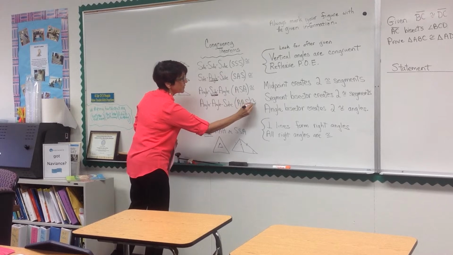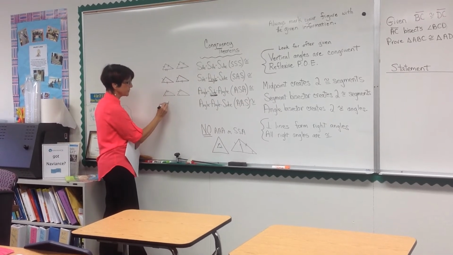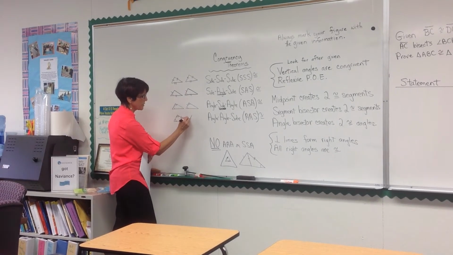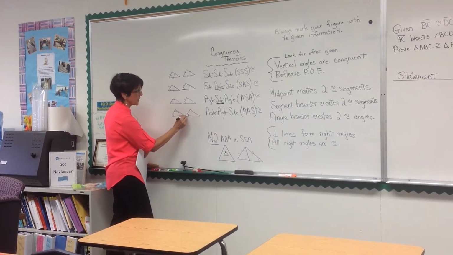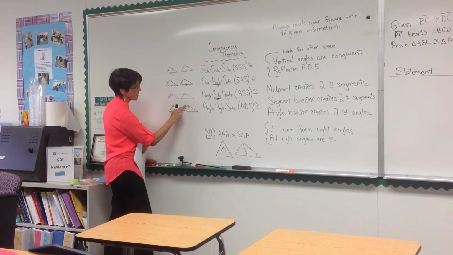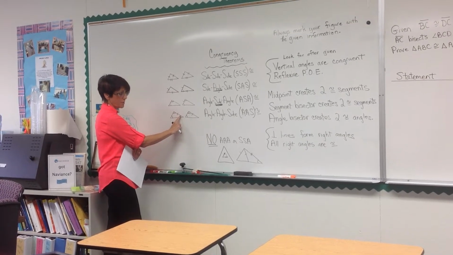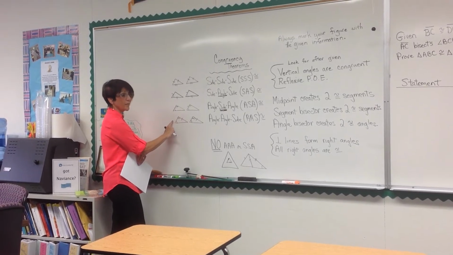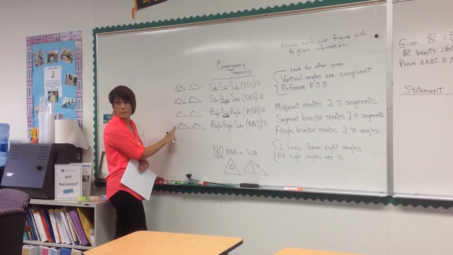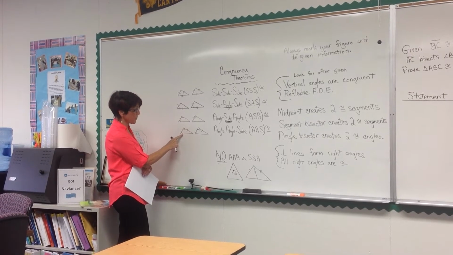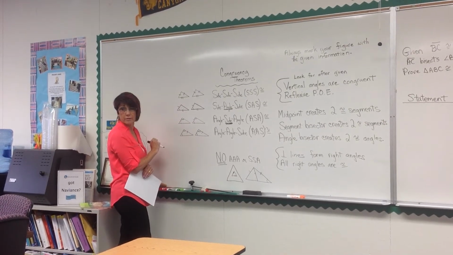Angle, angle, side, our last one. So if I start with one that is missing, I have side, angle, angle, and that's okay, I can say it backward. Or if I started here, I'd go across the side that's not marked, and I'd have angle, angle, side.